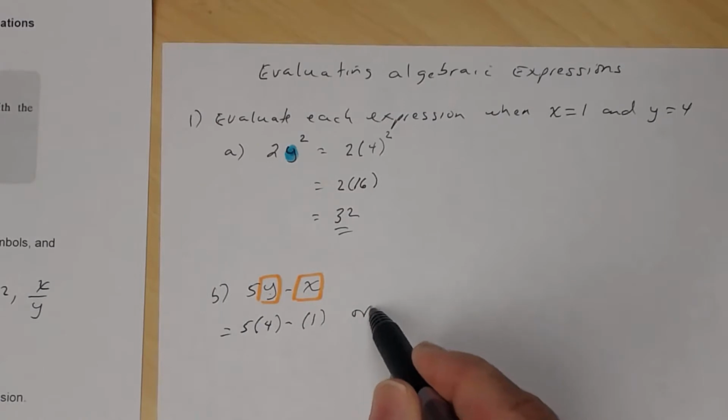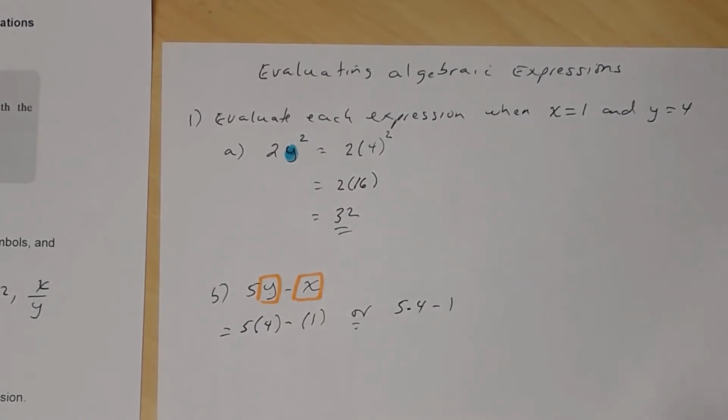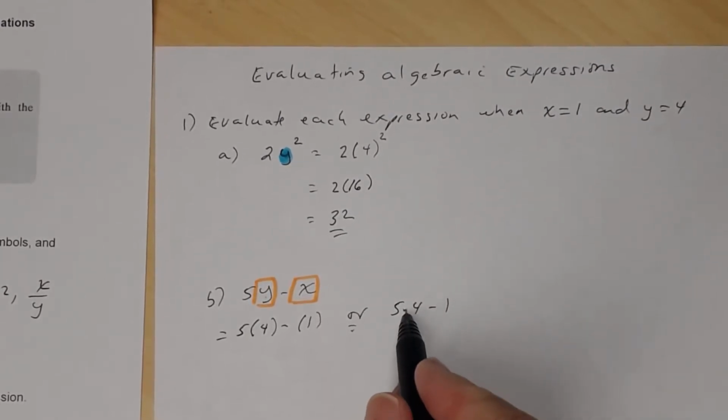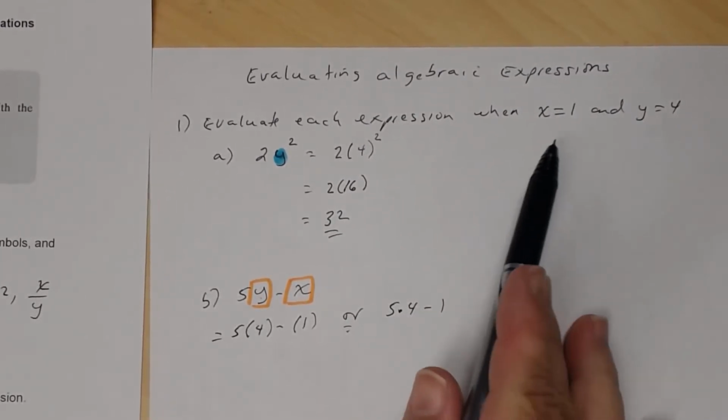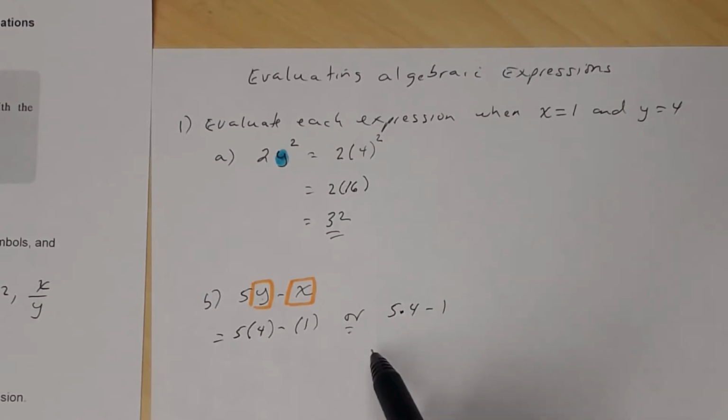But you could have written, and I'm going to write it like this, 5 times 4 minus 1. That right here means the same thing as this. But if you had anything negative here, you really need to put that in parentheses. Otherwise, you may make an error at some point.